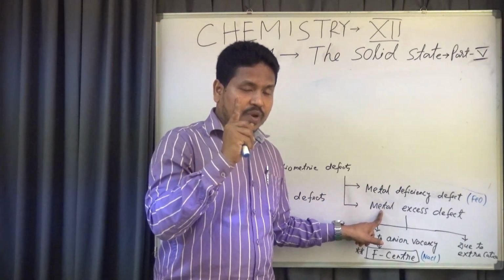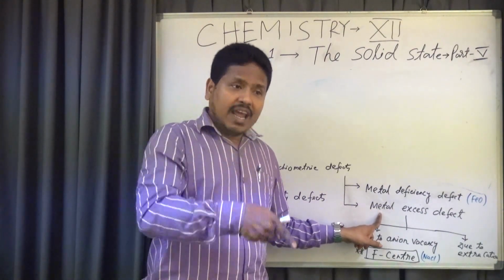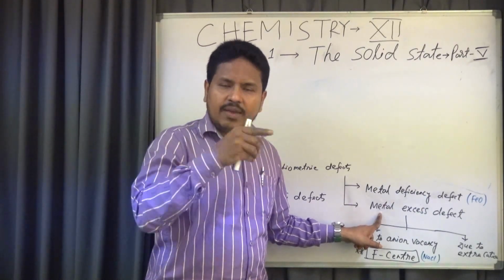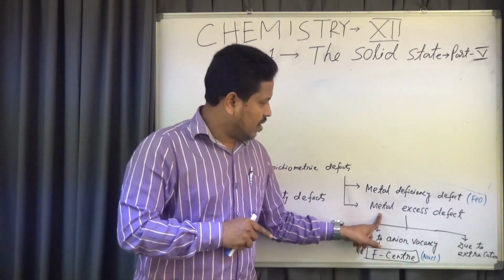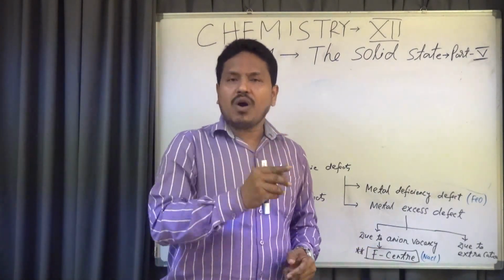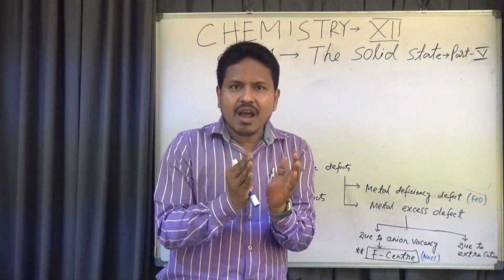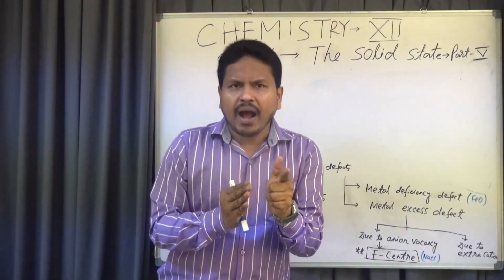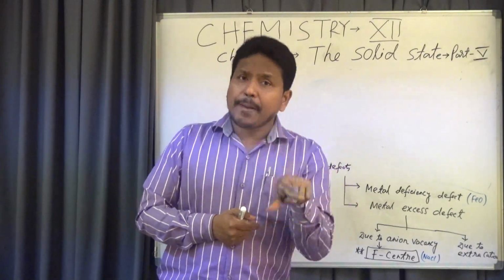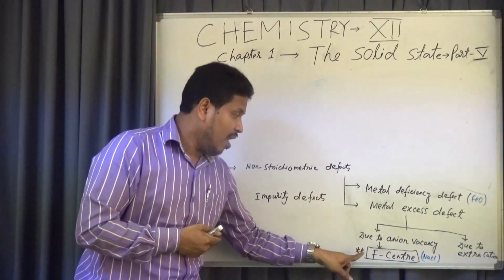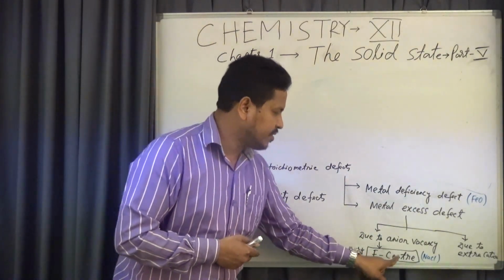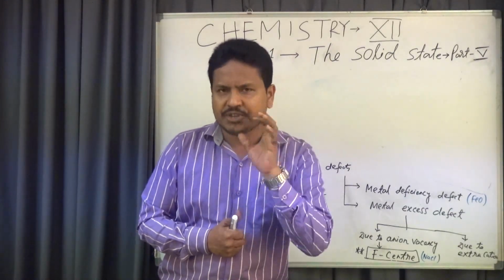Very important thing, students, very important for your board examination. In this type of anionic vacancy, the negatively charged anion leaves the lattice structure, and the anionic vacancy may be occupied by a negatively charged electron. So those anionic vacancies will be trapped by the negatively charged electron. This type of electron-trapped anionic vacancy is called F center. Very important. I have given a star mark here. Write down very carefully. This is called F center or color center in the crystal structure.